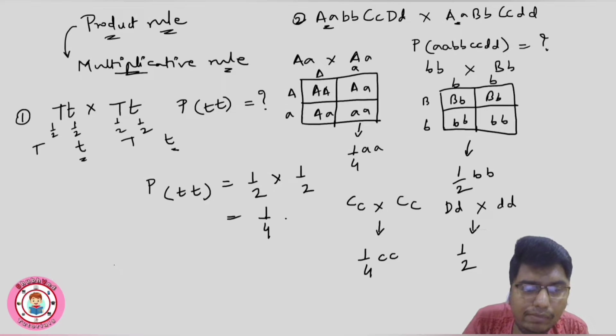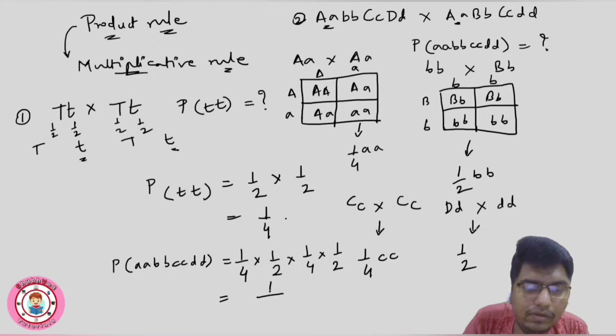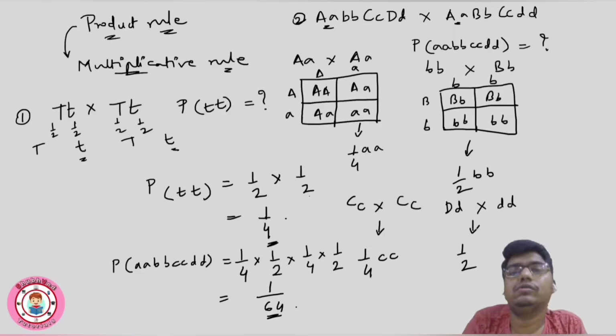I mean right here, probability of recessive is equal to multiplication of all these ratios. 1 upon 4 into 1 upon 2 into 1 upon 4 into 1 upon 2. All this multiplication, and then we will get 1 upon 64. So this is how we will find the probabilities using a product rule.